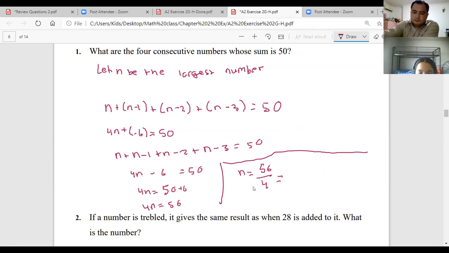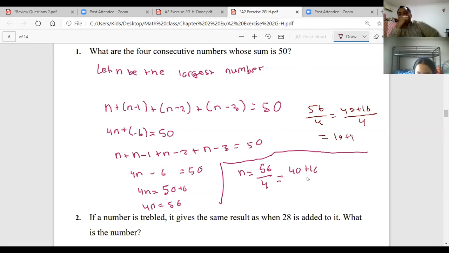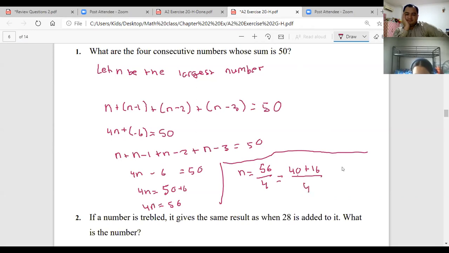56 over 50. No, that's 56. Again, you forgot. See, 56. How did you divide this? 56 over 4. 40 plus 16 over 4, right? Oh, yeah, 40 plus 10 plus 4. I was doing 50 plus 6 instead. No, Shahina, you are a bit tired, that's why. I can see that. That's 10 plus 4 equals 14. So that is n equals 14.